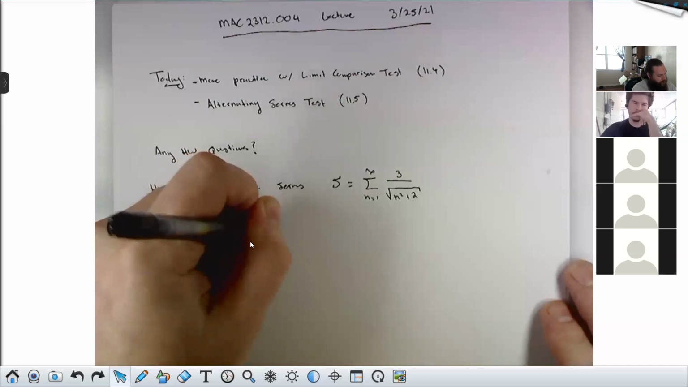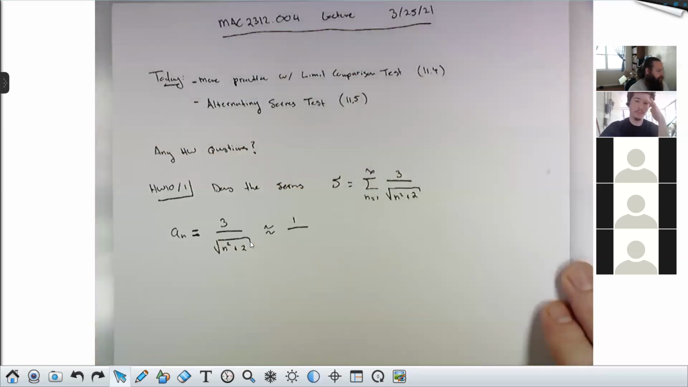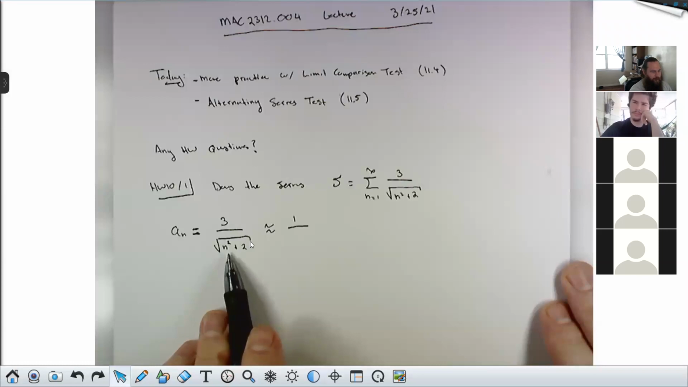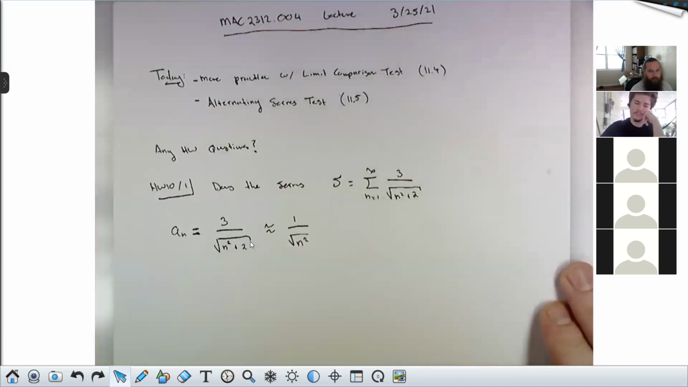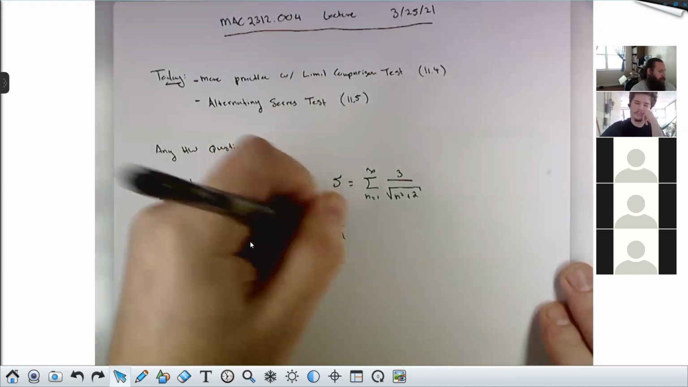So I would say the top is like a constant. It's like 1. And the bottom downstairs, this 2 really isn't relevant. It's the n squared that's the important thing down there. So I would say this is a lot like 1 over the square root of n squared, which is just 1 over n.